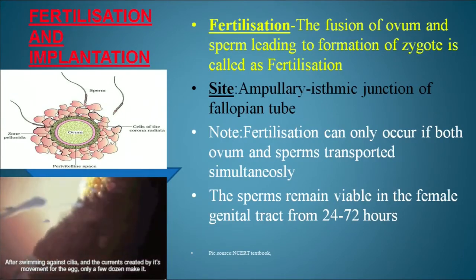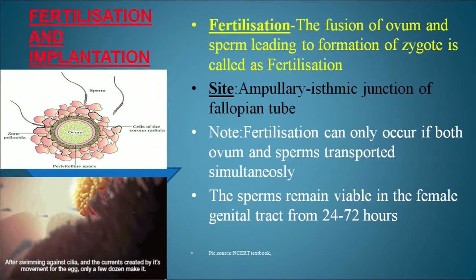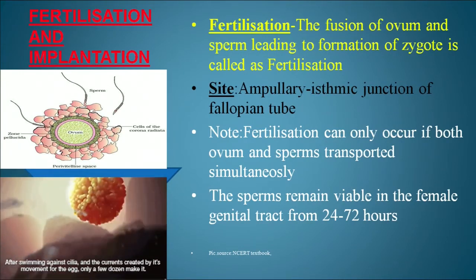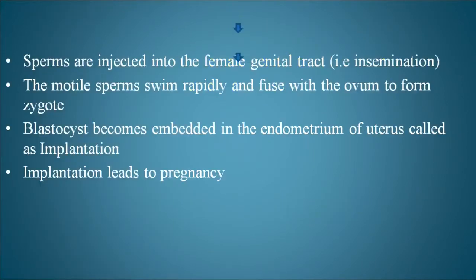Now, fertilization and implantation. The fusion of ovum and sperm leading to formation of a zygote is called fertilization, and this event takes place at the ampullary isthmic junction of the fallopian tube. The point to be noted here is that fertilization can only occur if both ovum and sperms are transported simultaneously. The sperms remain viable in the female genital tract for 24 to 72 hours. Sperms are injected into the female genital tract via the penis, and this process is called insemination. The motile sperms swim rapidly and fuse with the ovum to form a zygote. The blastocyst becomes embedded in the endometrium of the uterus, and this embedding is called implantation, and further implantation leads to pregnancy.